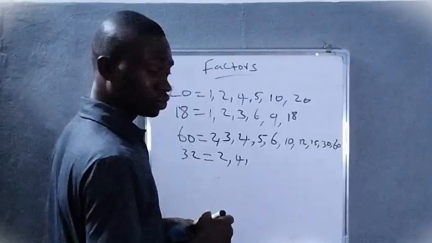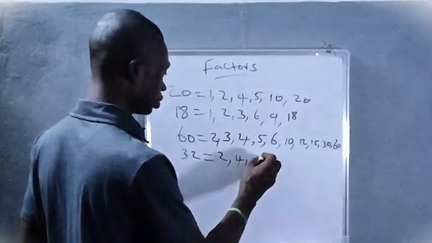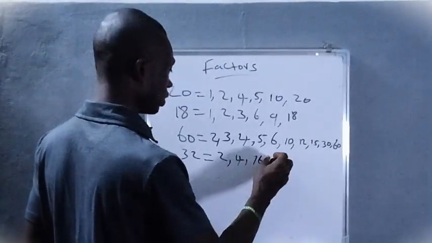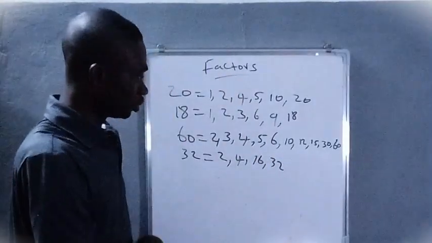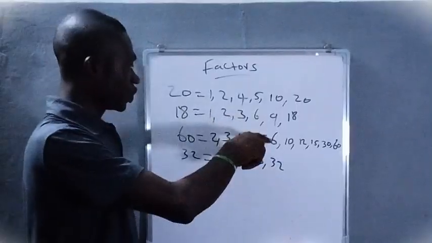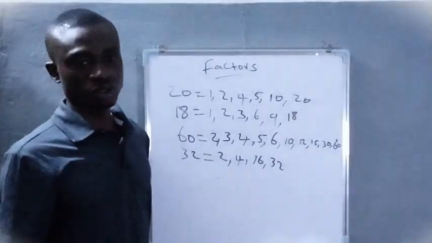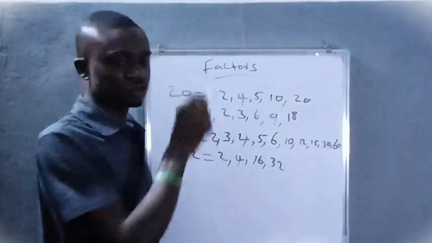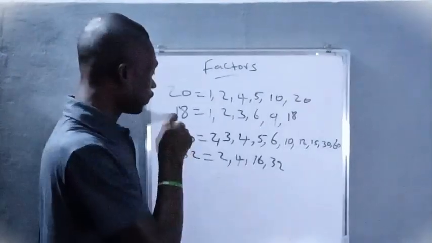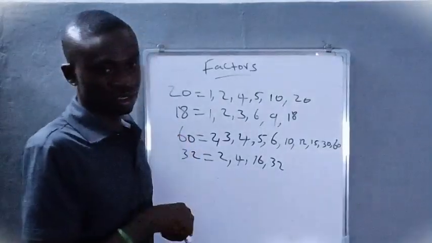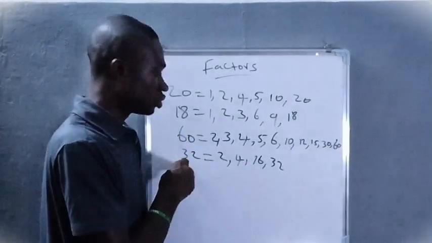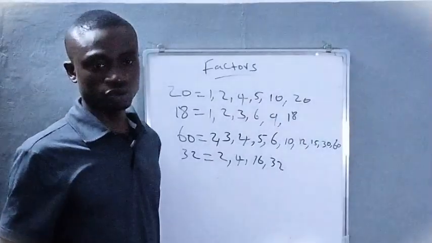And you can divide 32 by 16. Then you can divide 32 by 32. So looking at these examples, you can see that there is no factor here that is higher than the number. You cannot have a factor of 20 that is more than 20. You cannot have a factor of 18 that is more than 18. You cannot have a factor of 60 that is more than 60. You cannot have a factor of 32 that is more than 32.